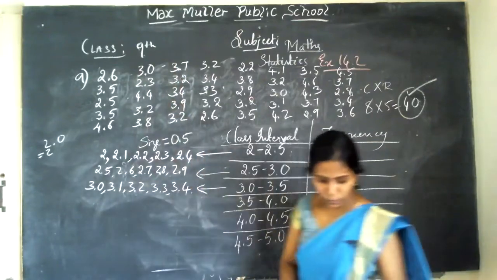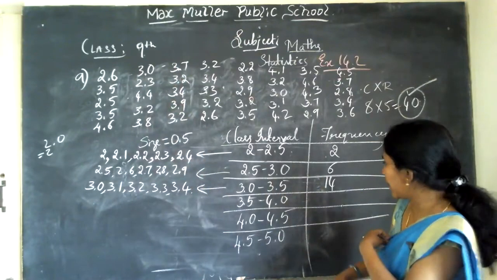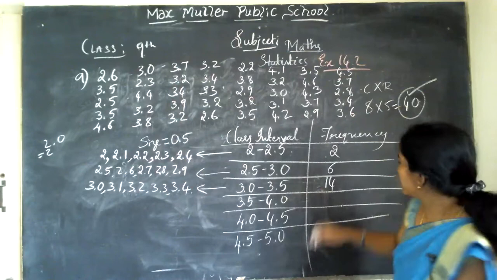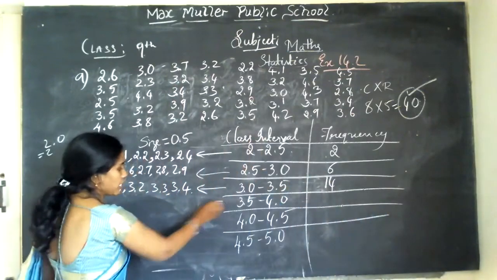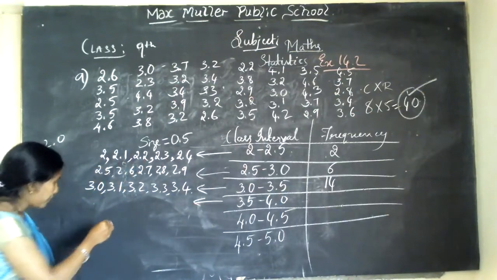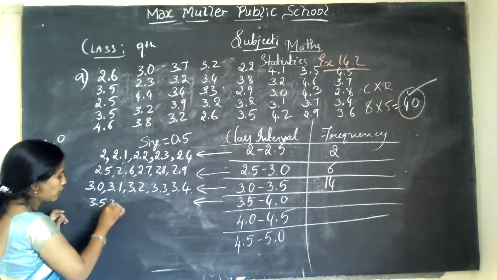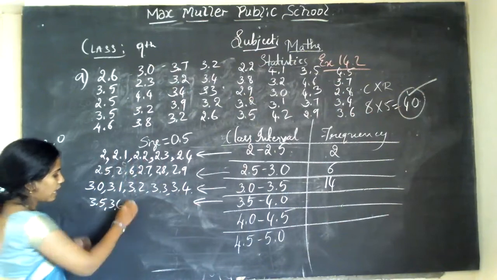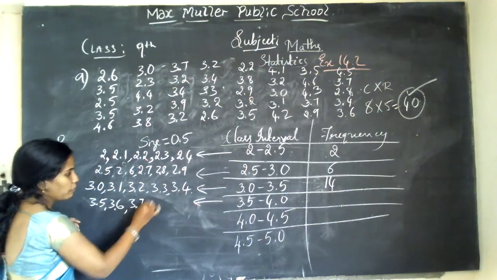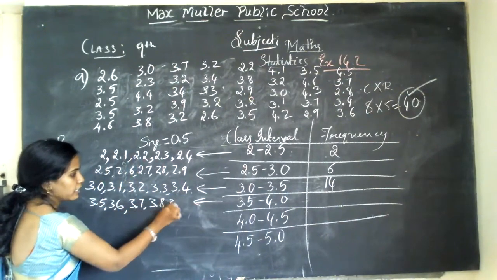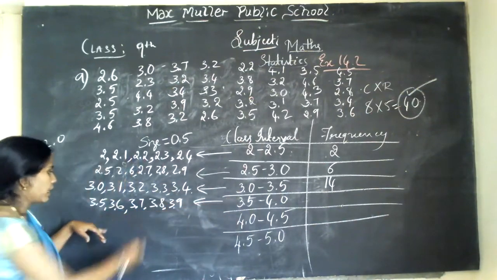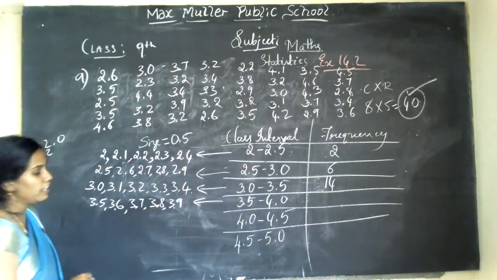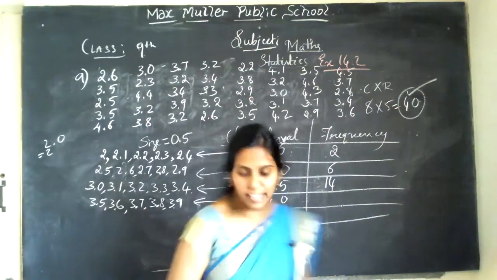So next interval, what do you need to take? I have written 4.0 already. Next, you have to take from 3.5 to 4.0. As I told you, start from 3.5, 3.6, 3.7, 3.8, 3.9; 4.0 you have to include in the next row. So search for these numbers in the given data. Count it and write it.